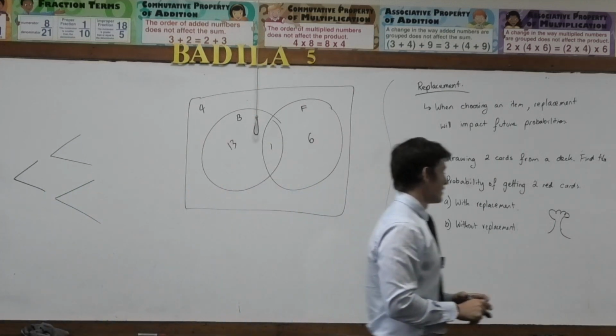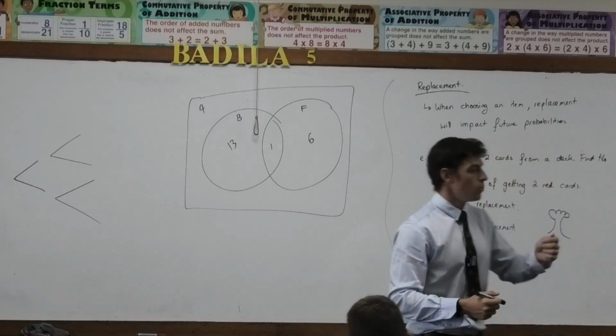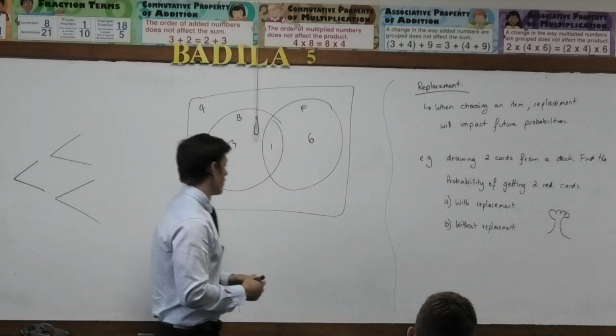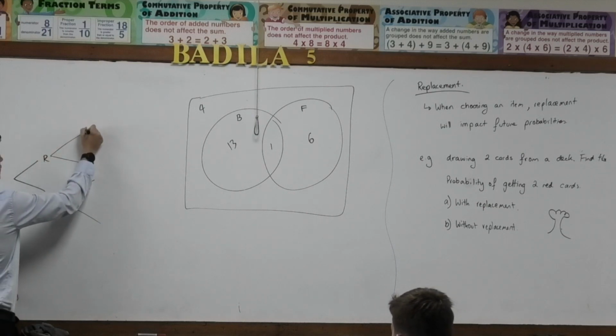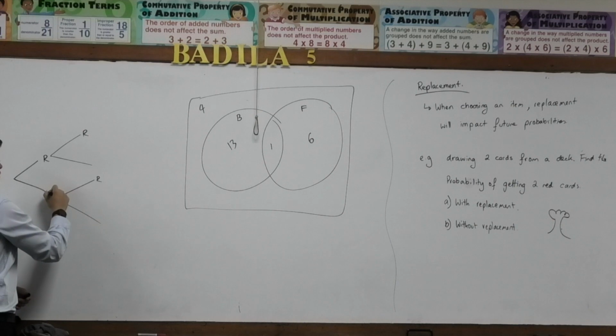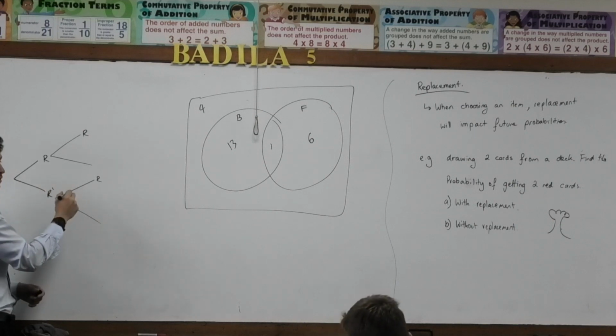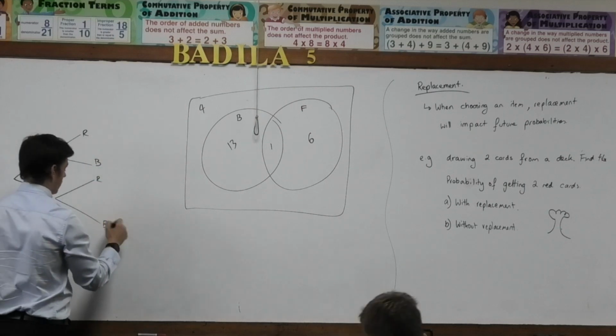Nick, what do we define as a success in this scenario? Getting a red card, correct? So drawing a red card is a success. We need to get 2 red cards in a row. So my tree diagram should have R and you can have not R, so R dash, or you can have B, so B or R. Cool? Either is fine.